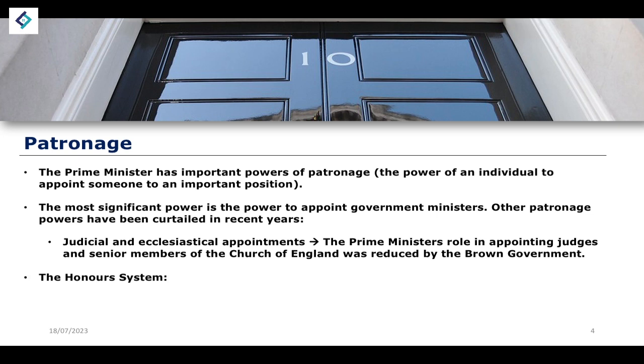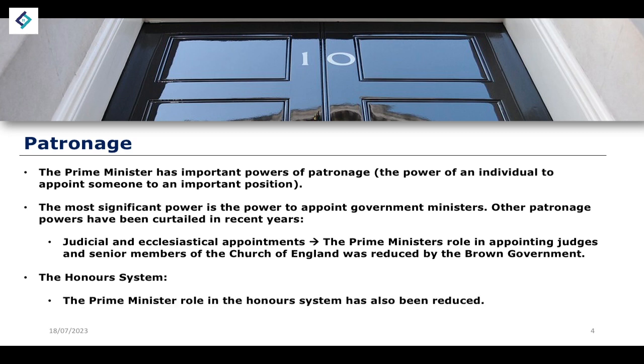The Prime Minister also has a power in relation to the honours system, but this also has been a power that has been reduced over the years. So again, with the patronage system, we see the waning of prime ministerial power. If you were ever to get an essay question about assessing the powers of the Prime Minister in the modern day, you could talk about the power of patronage being one of a reduction in power, not a gaining in power.